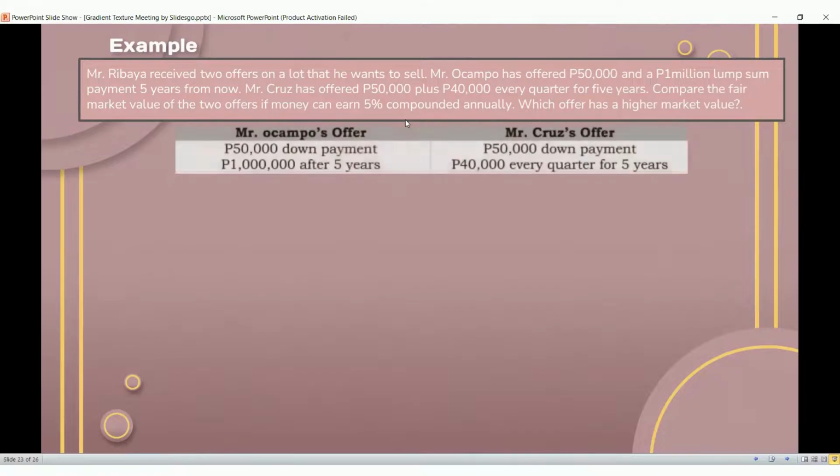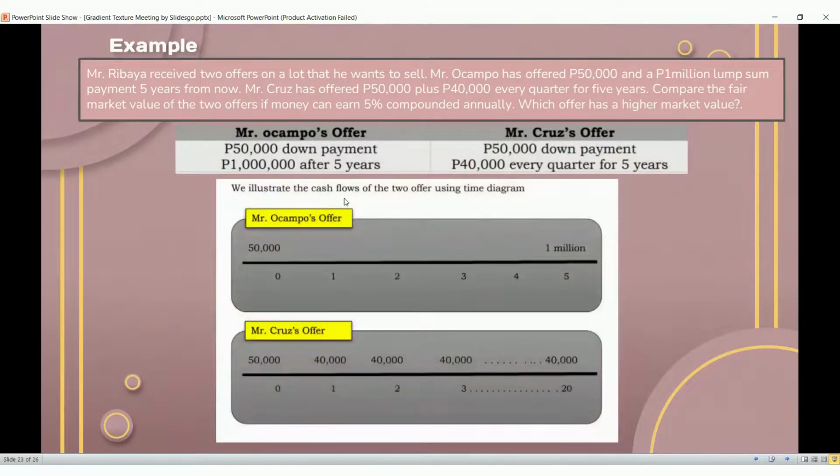Okay, so Mr. Ocampo's offer is 50,000 down payment and 1 million after 5 years. Mr. Cruz's offer is 50,000 down payment and 40,000 every quarter for 5 years. Now, illustrate the cash flows of the two offers using a diagram. Mr. Ocampo pays 50,000 down payment, and after 5 years, he pays Mr. Rebaya 1 million pesos.